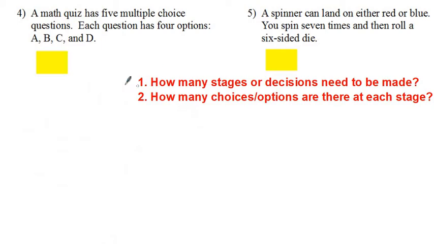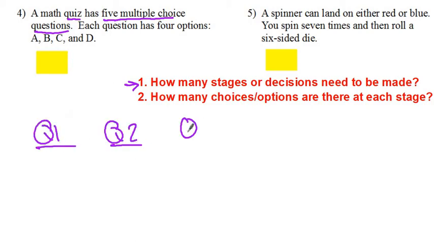Okay, so let's ask these 2 questions. How many stages or decisions do you need to make on a 5-question quiz? And I kind of gave you the answer. How many decisions are you making? You're making 5 decisions. You're making a decision for each one of those questions, right? When you get to question 1, that's a decision. When you get to question 2, that's another decision, and so on. Okay, so that's the answer to the first question.